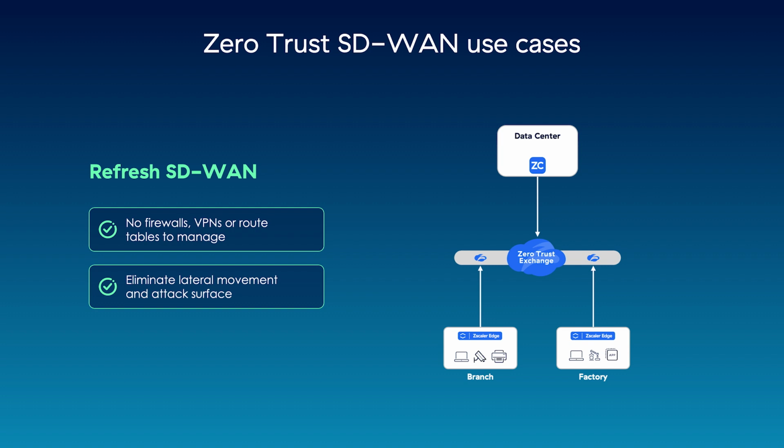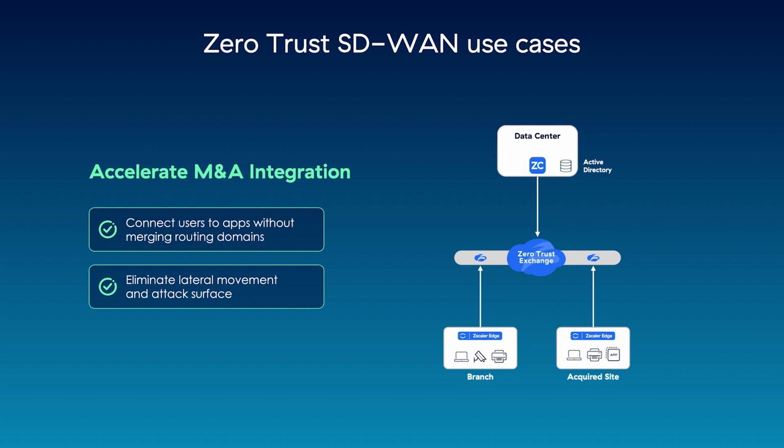They were able to eliminate the need for a firewall at each of these branch office locations without a need for any form of VPN. The second popular use case is merger and acquisition and integrations.